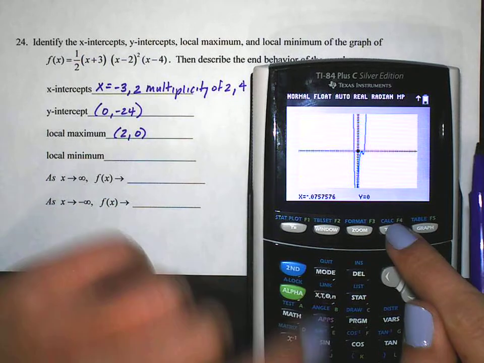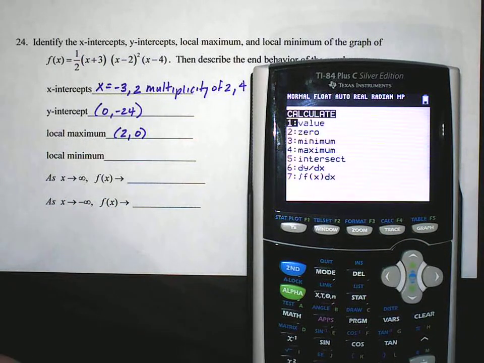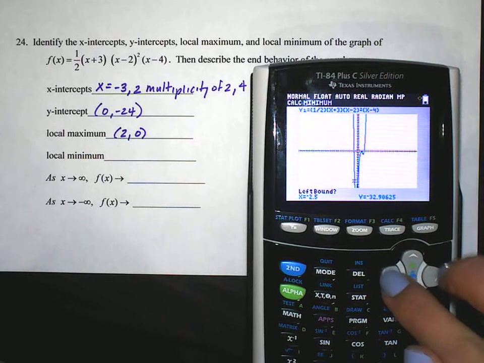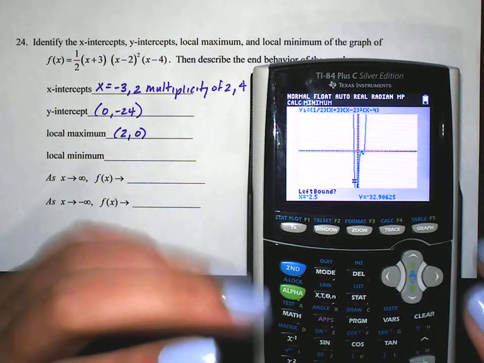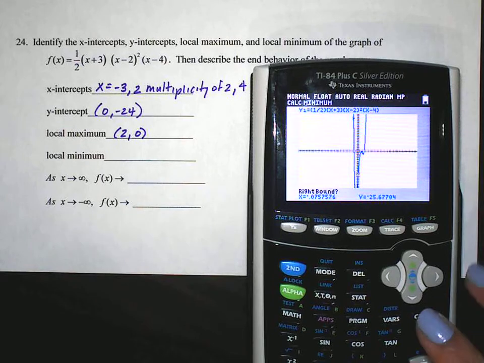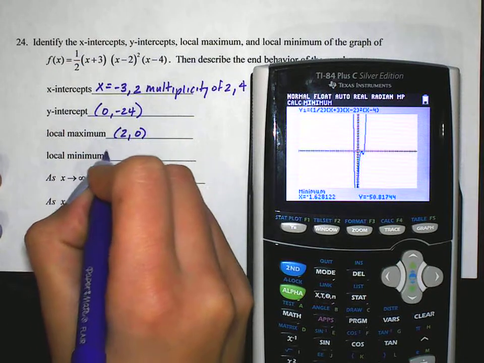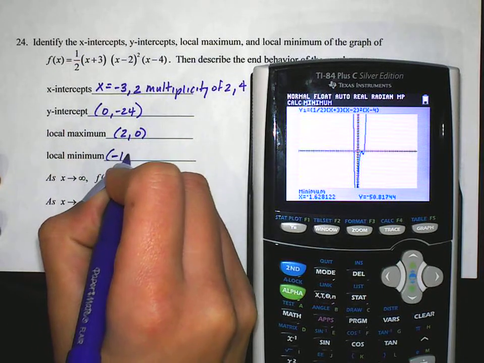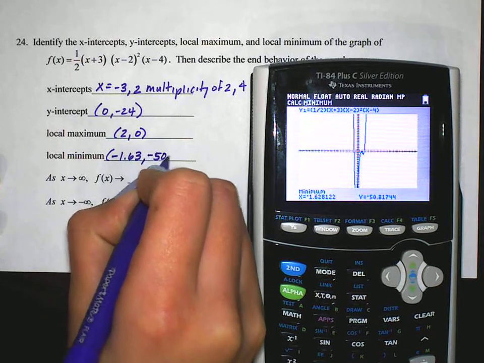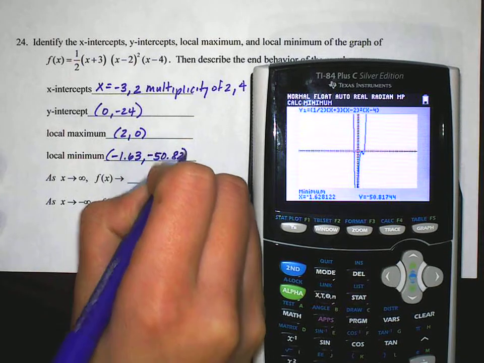So hit second, trace, option 3. I'm going to focus on the one that's over here. So I have to go to the left. I know this is definitely to the left of it. I hit the right arrow button. I definitely know this is to the right. Hit enter one more time when you see guess. One of the minimums is going to occur at -1.63, -50.82. So that's one of them.